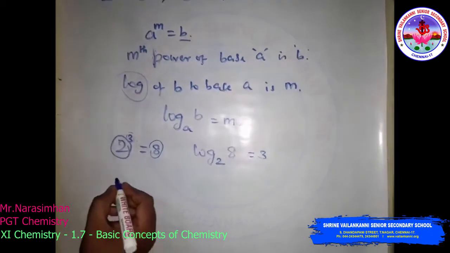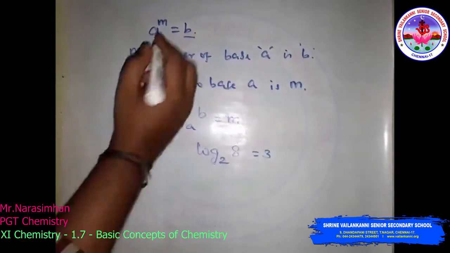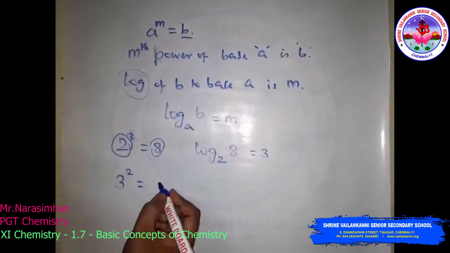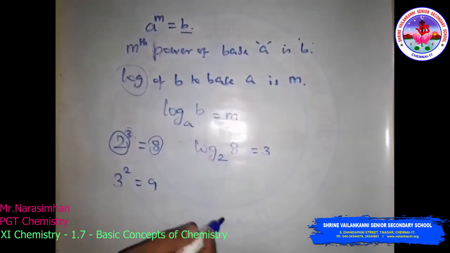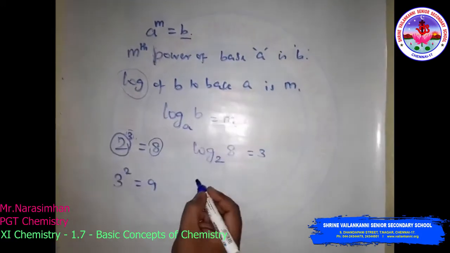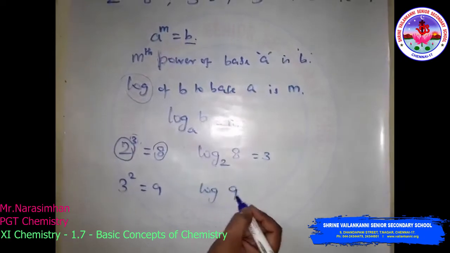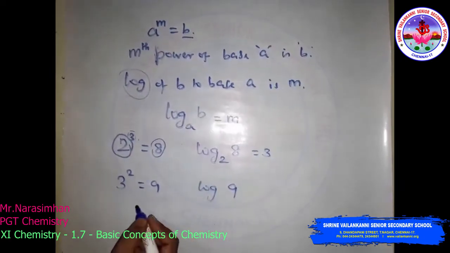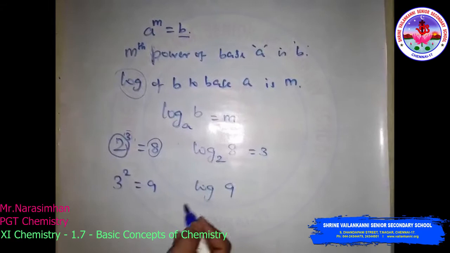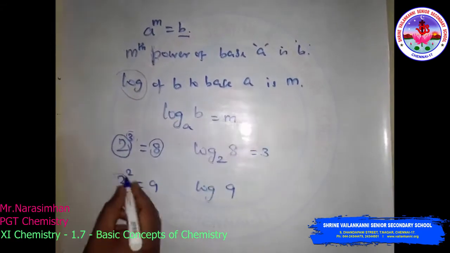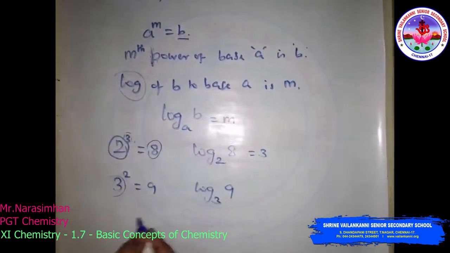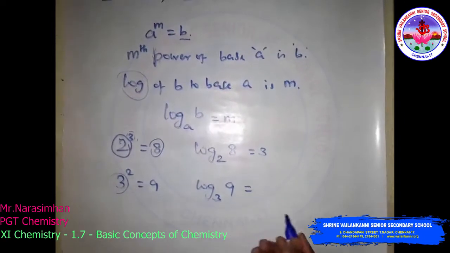The similar way for more examples. 3 squared, as we already saw, is equal to 9. Similarly you write log of 9 to the base 3 is equal to 2.